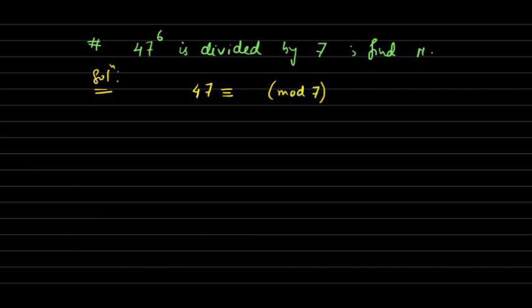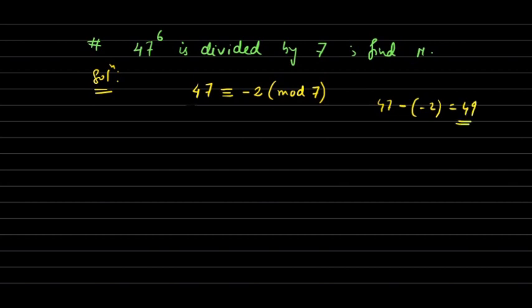When 47 is divided by 7, what will be the remainder? Okay, 47 and 49. So 49 is the number which is divisible by 7. So we have to write it like minus 2. Think about it. Why? Because 47 minus (minus 2) is equal to 49, which is divisible by 7. Yeah, we can write like this.